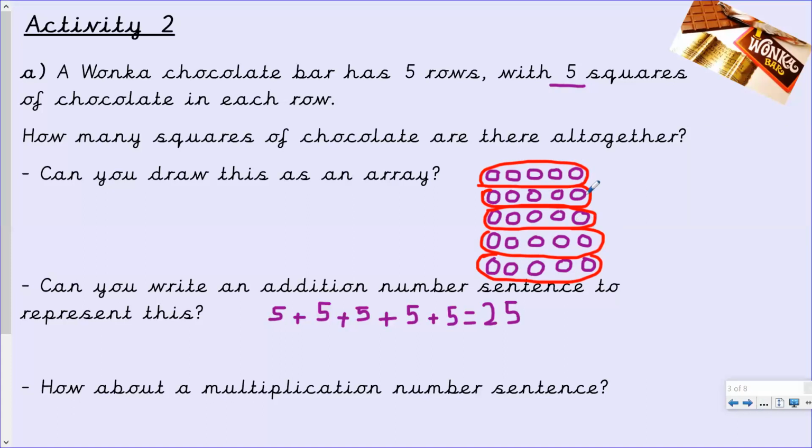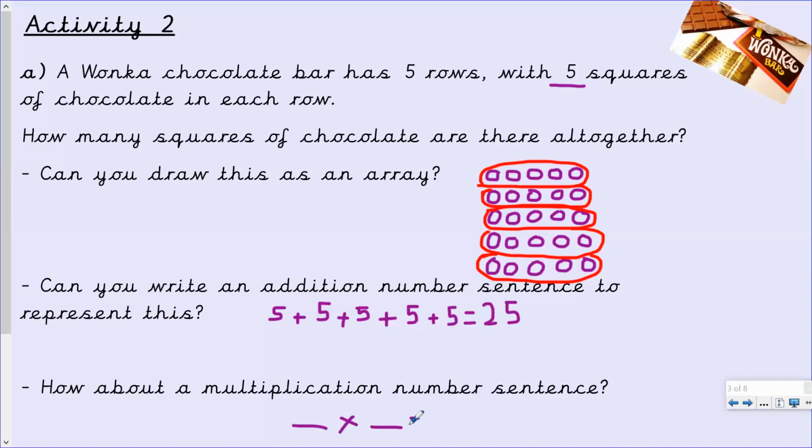Well, we have 5 rows with 1, 2, 3, 4, 5 pieces of chocolate in each. So we have 5 groups and they have an equal number of pieces of chocolate. So we have 5 equal groups of 5. So how could we represent this as a multiplication number sentence?